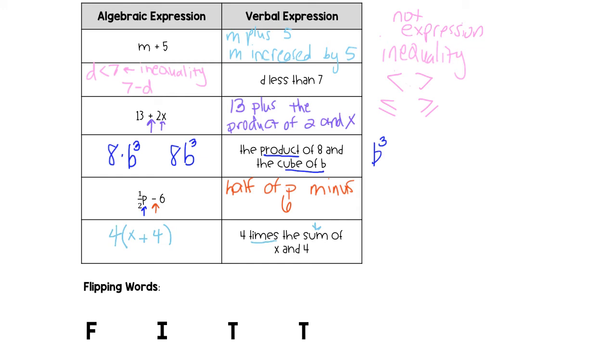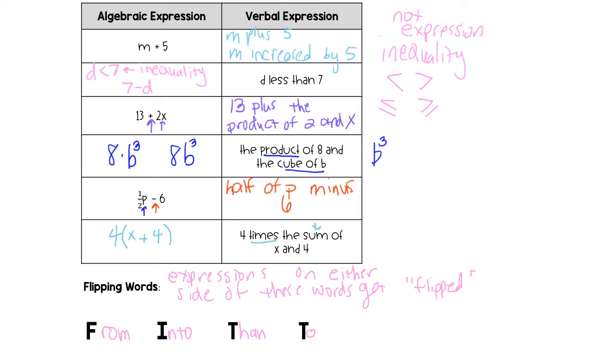All right. A little note here. We've got these, what I'm going to call flipping words. These are words where the expressions on either side of them get flipped. So if you see from, FITT is your acronym. From is the first flipping word. Into is the next flipping word. Than is a flipping word. And to.